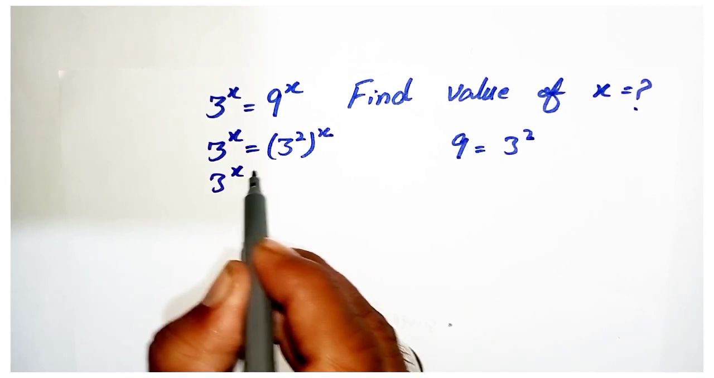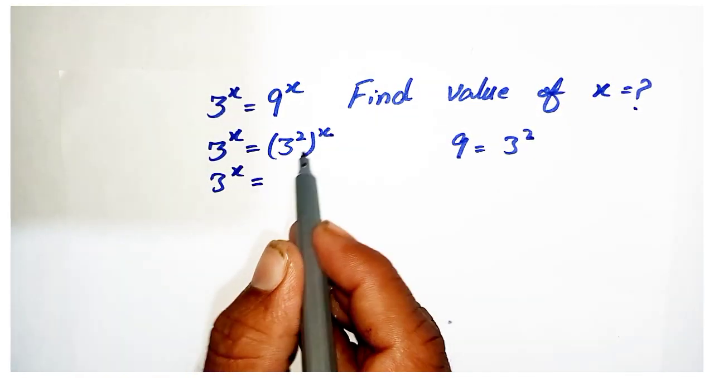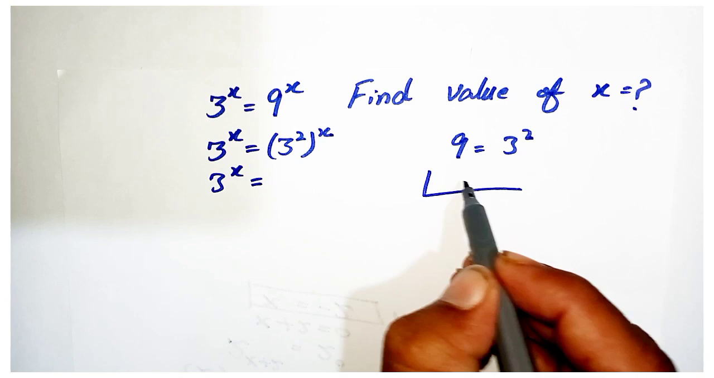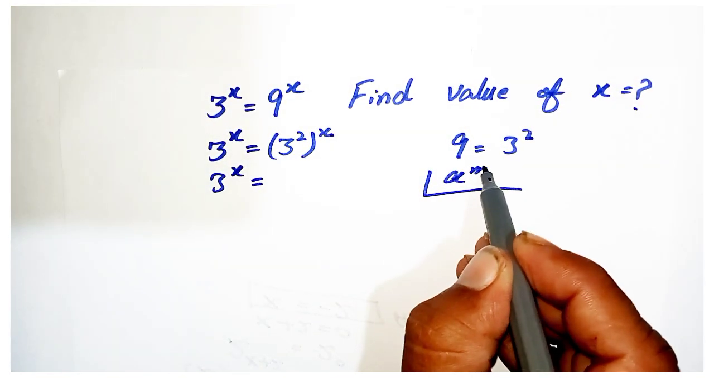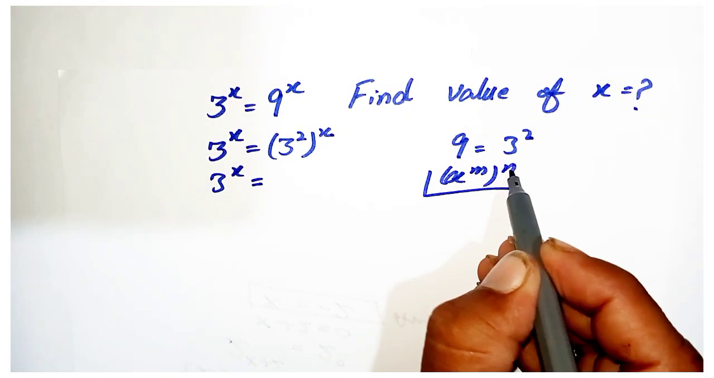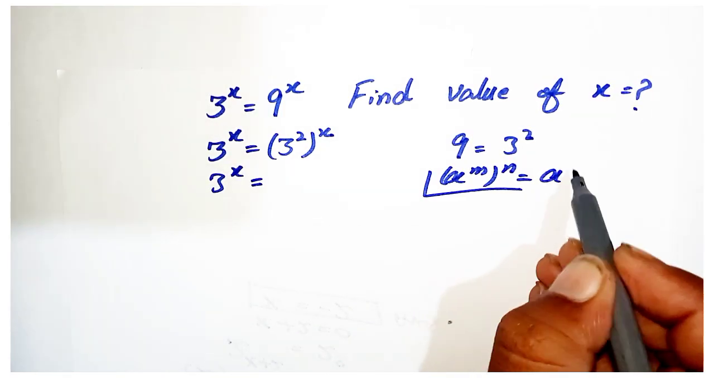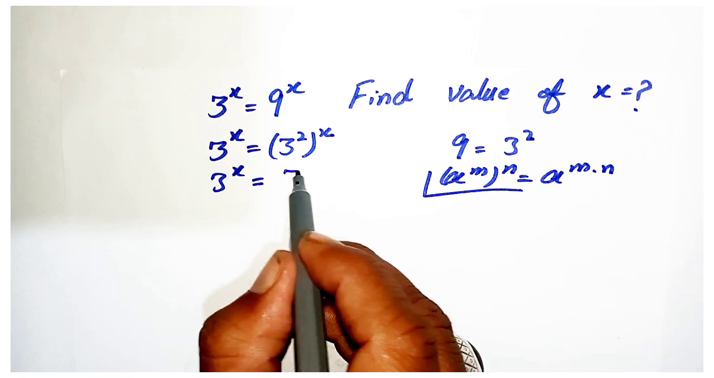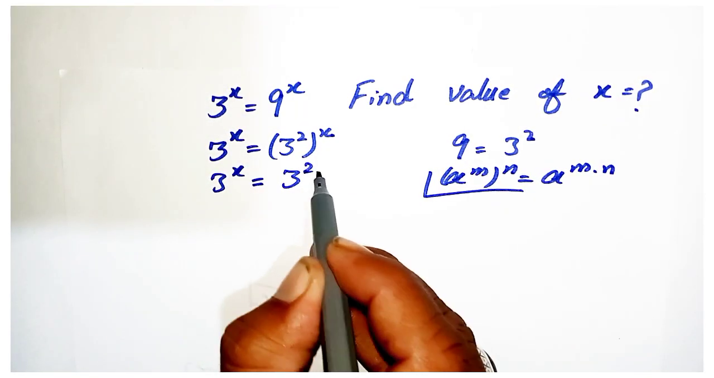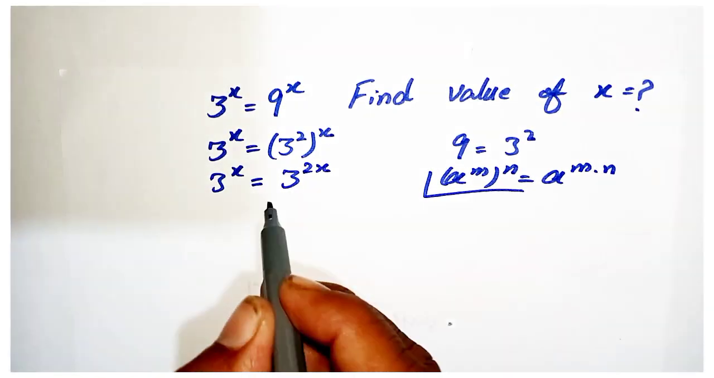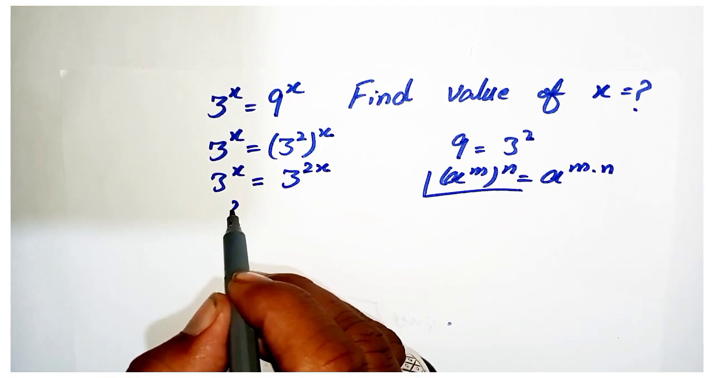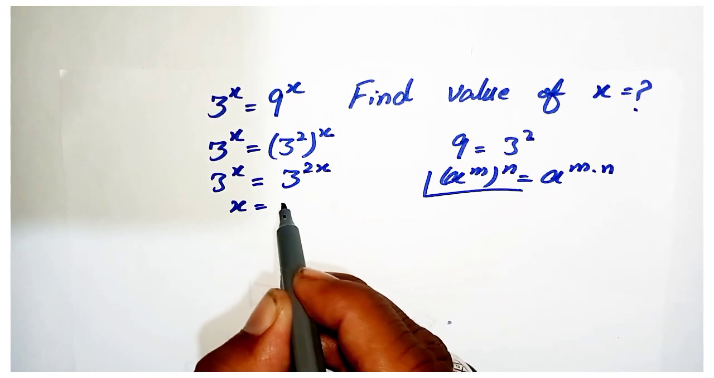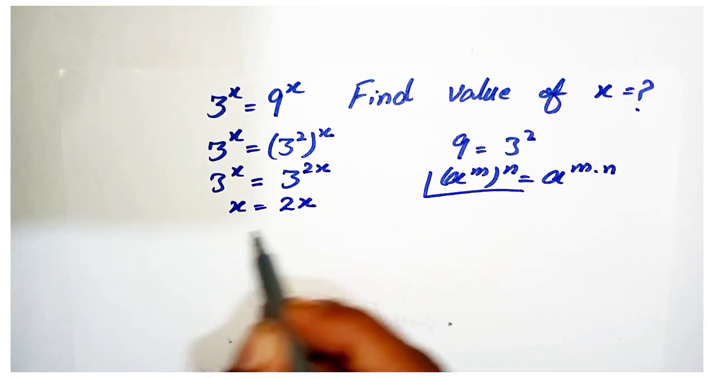So the left hand side of the equation is the same, and the right hand side of the equation has a power rule like this: a power m, brackets, power n, is equal to a power m dot n. We can write this equation like this: 3 power x is equal to 3 power 2x. The base is same, so the power is also same. x is equal to 2x.